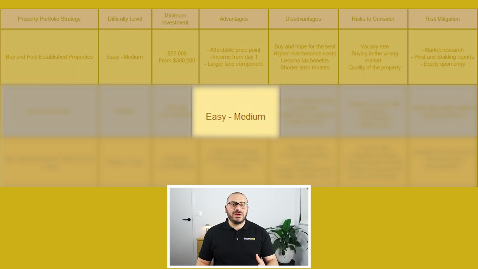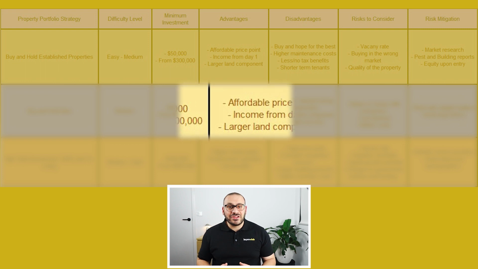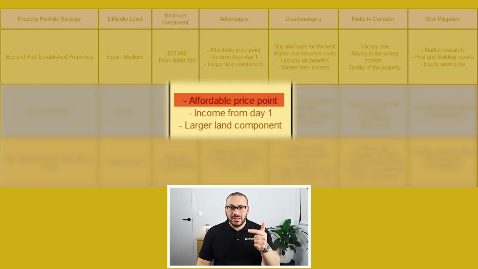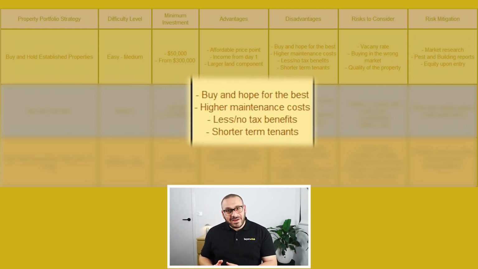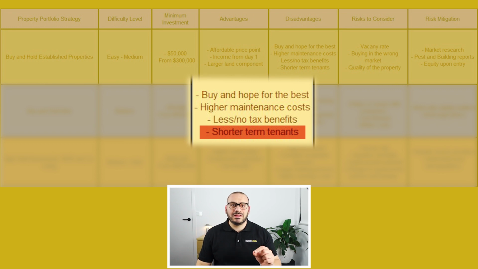So the first strategy we're looking at is buying and holding an established property. This is more of an easy to medium difficulty level and requires a minimum deposit of $50,000. What I love about this strategy is that it offers an affordable price point, rental income from day one, and usually an established older style property sits on a larger block of land, so the land component is a bit more attractive. The disadvantage of an older style property is you really don't have much control once you bought the property. You just wait and hope for the best. It may also require higher maintenance and it doesn't offer as much tax benefits. And since it's an older style property, generally speaking, it usually attracts shorter term tenants.